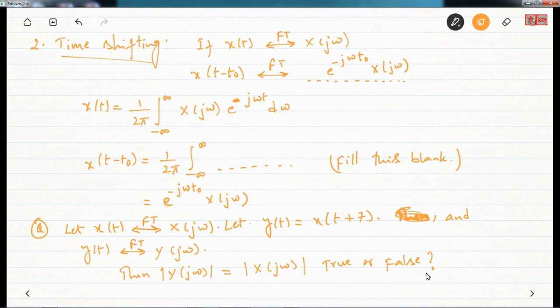So when a signal is moved only along the time axis, either to the left or to the right, the magnitude of the Fourier transform will not change. Only its phase will change. So in this case, this is true. And if you are asked to give the reasoning, you have to give it using the time shifting property. Then let's move on to the third property.